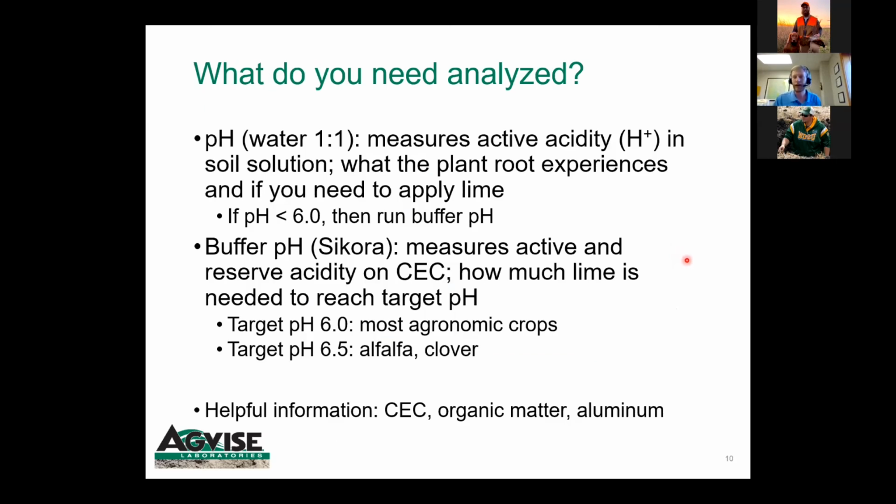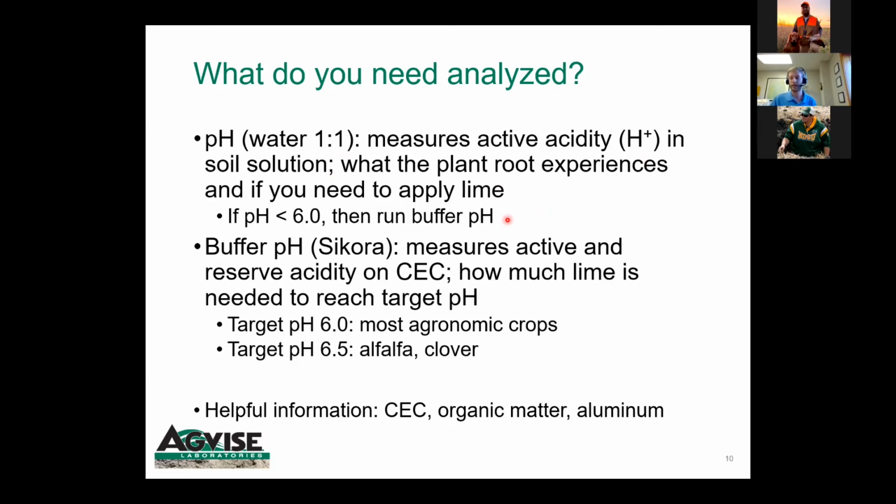So when you're trying to tackle one of these problematic fields, how do we start? Well, there's 2 things that you need. And one is a pH test. And this is the water 1-to-1 method. And this measures the active acidity, the hydrogen ions that are found in the soil solution. So the pH test tells us what the plant root experiences. And it also tells us if we need to apply lime. It doesn't tell us how much, but it tells us if that pH is low enough where we need to start considering lime in the discussion.